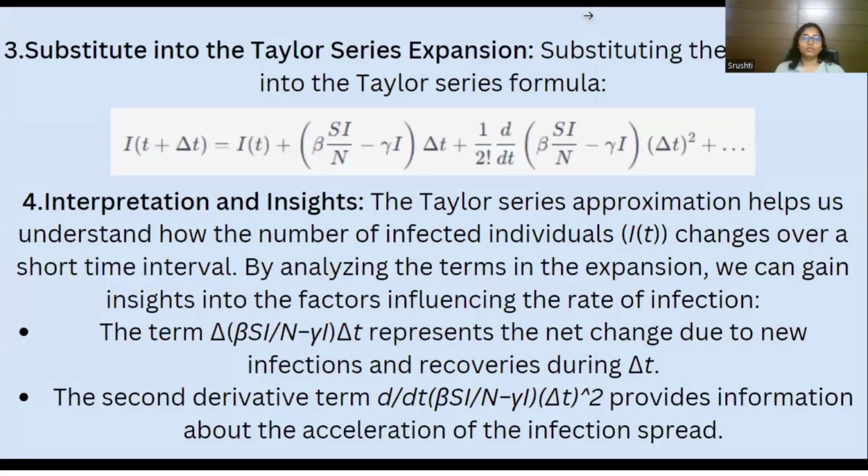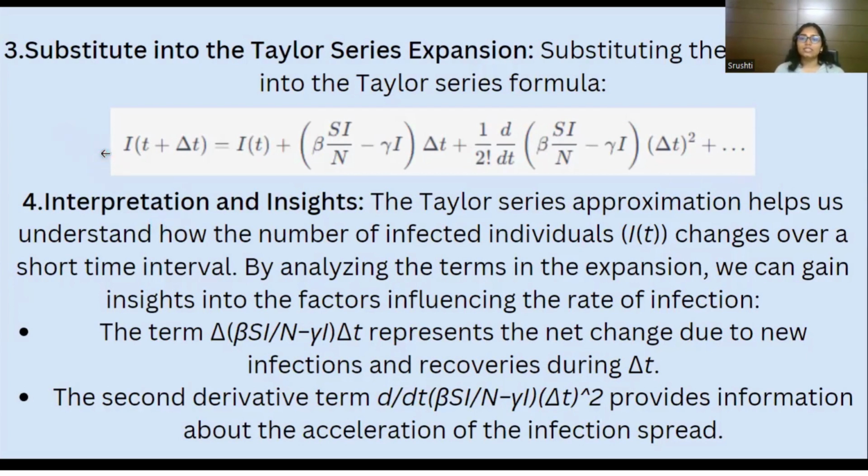The third step includes substituting the derivatives into the Taylor series formula. Now let's learn the formula. I of t plus delta t is equal to I of t plus beta into S into I divided by N minus gamma I, whole multiplied by delta t, plus 1 by 2 factorial into d by dt of beta S I divided by N minus gamma into I, whole multiplied by delta t squared, plus and so on. Interpretation and insights.